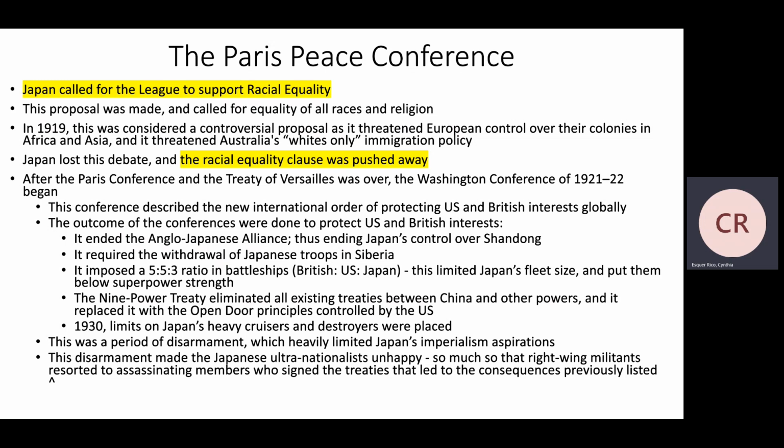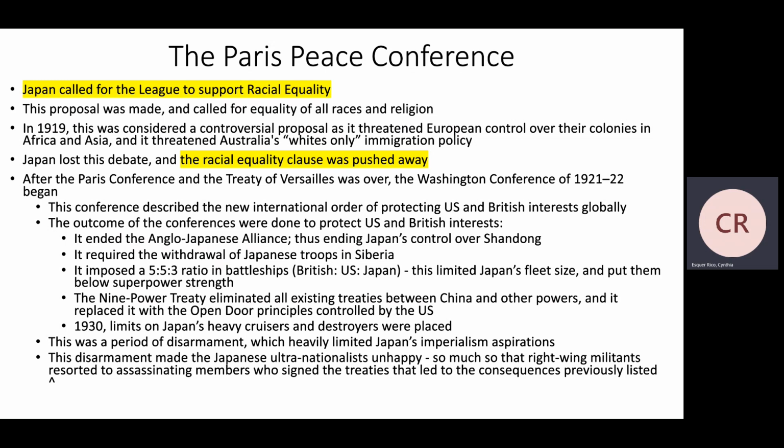It imposed a 5-5-3 ratio in battleships between the British, U.S., and Japan, meaning Japan could never have more battleships than the US and the British, limiting their size, limiting their power and strength, meaning that Japan, if they abide by these rules, would never be able to tackle the British or the US because they have more ships than Japan, right? The Nine Power Treaty eliminated all existing treaties between China and other powers, and it replaced them with the open door policies controlled by the US.